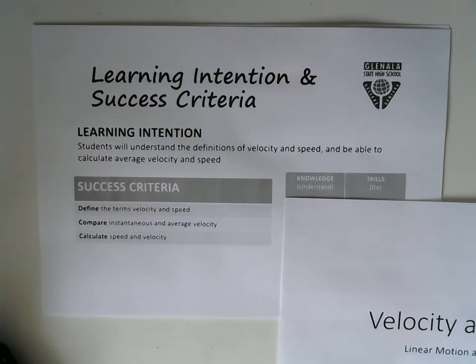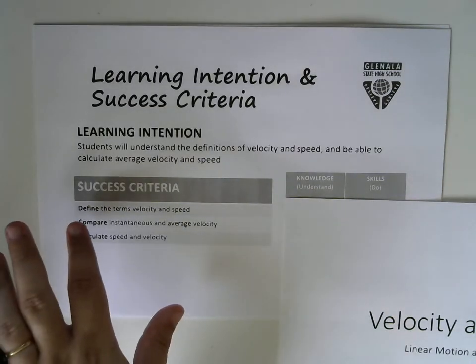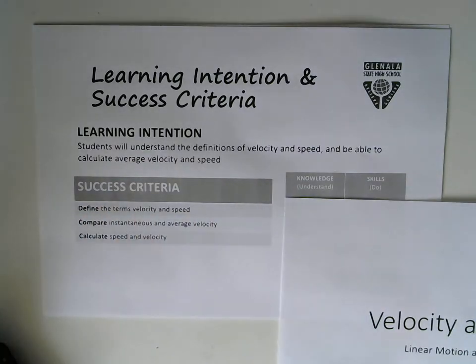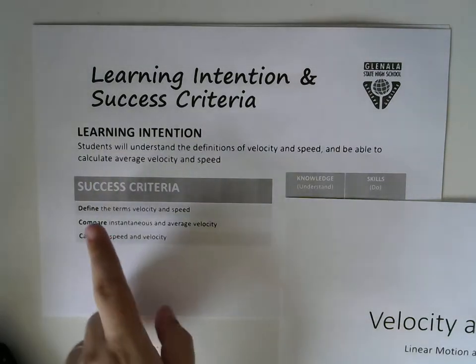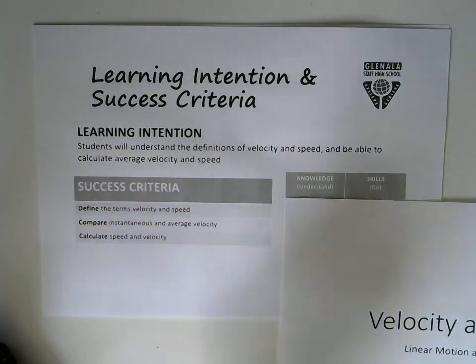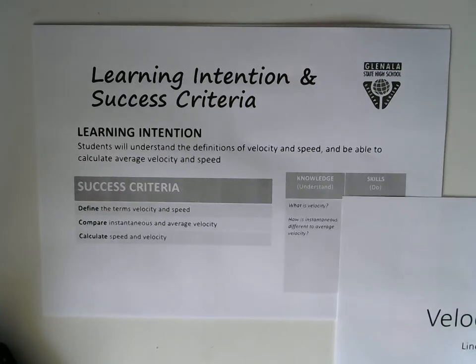Alright, so having a look through the success criteria and our learning intention here, we're talking about definitions of velocity and speed, and we're seeing this calculate verb pop up again. Through our success criteria, we've got defines, a knowledge-based criteria, so hopefully you recognise that we need to firstly know what velocity is in the first place, and through that we'll know what speed is.